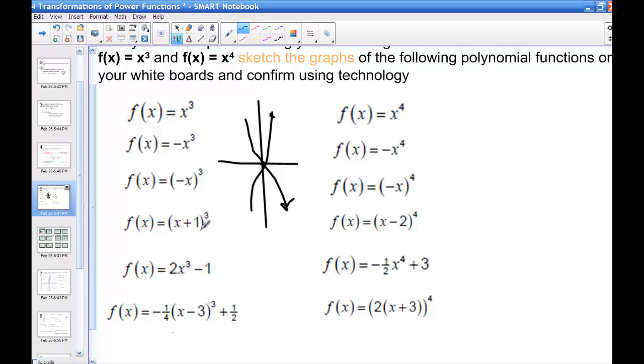Next one, we added 1. This 1 is responsible for the horizontal translation. It's plus, so we're moving to the left. Our function is not going through the origin anymore. It's going through negative 1. So I'm at negative 1 here, and that's now where I'm going to cross the x-axis.